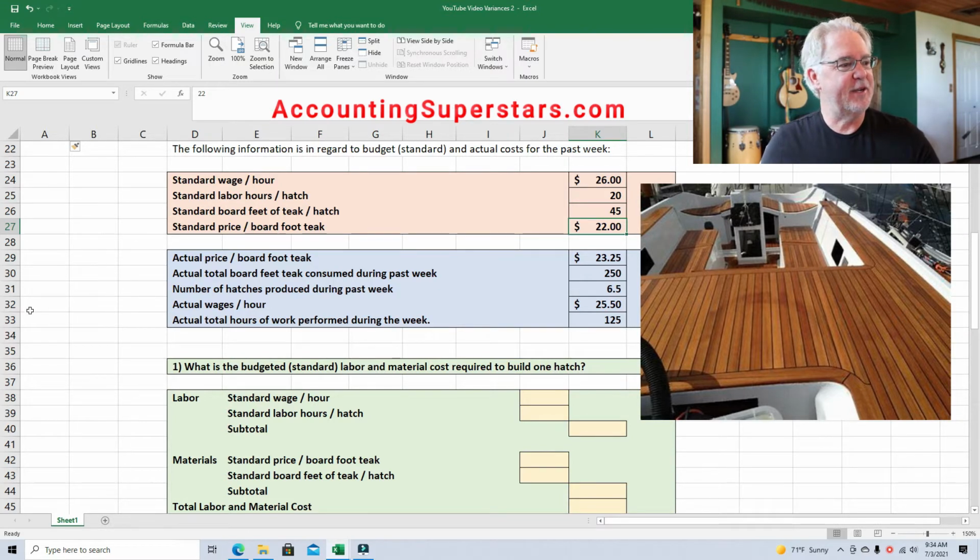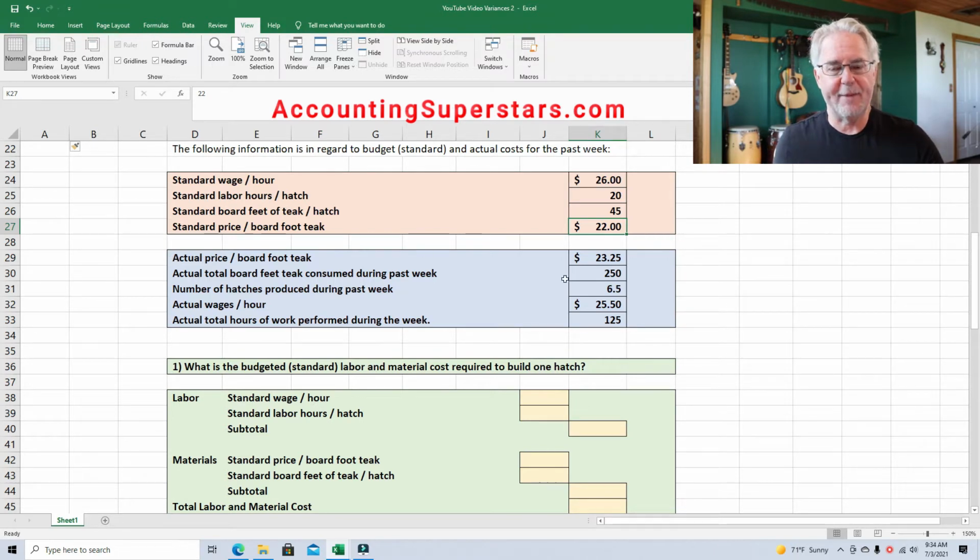Going on here, now here's what happened during one week. So here's what actually happened. The actual price per board foot of teak was $23.25. So they ended up paying a little bit more for the teak wood than they expected. That happens because the price of wood, teak wood and any kind of wood, fluctuates. For the last 6 months, lumber prices have been really super high, but they're coming down now. Lumber prices fluctuate just like the price of oil or gas or gold or silver, whatever.